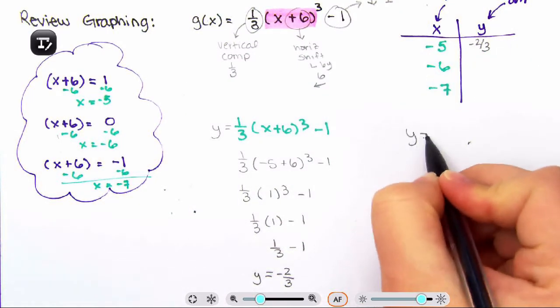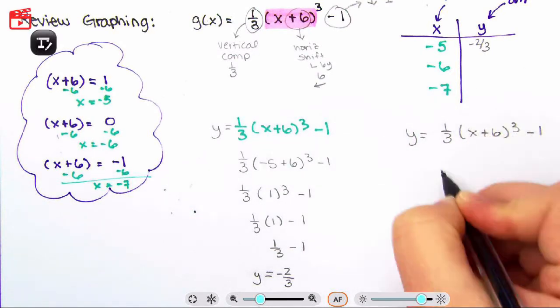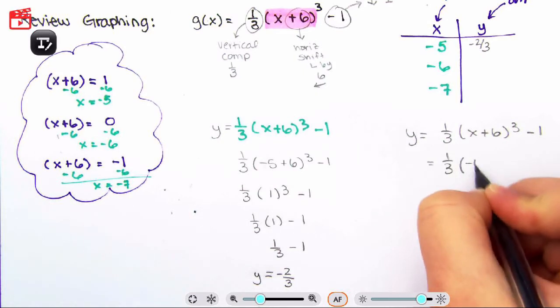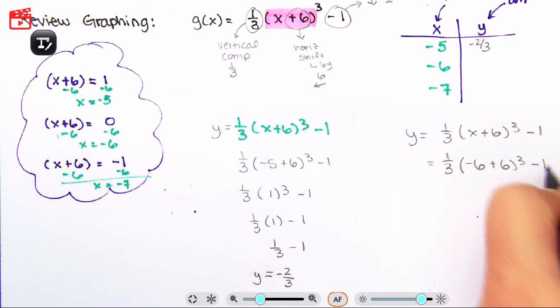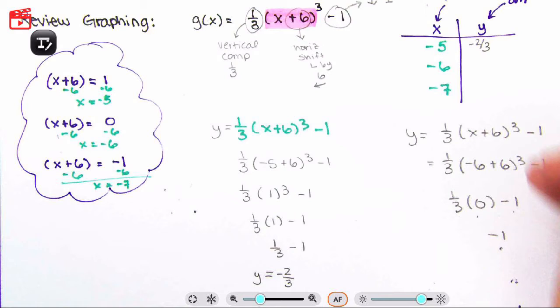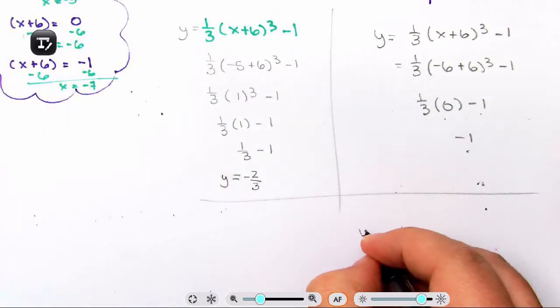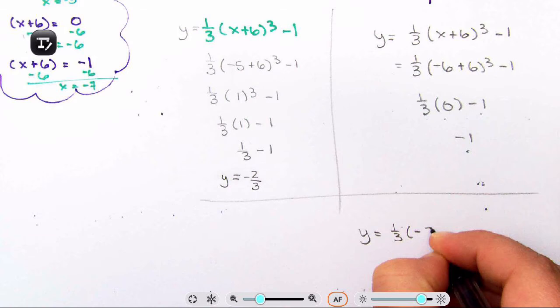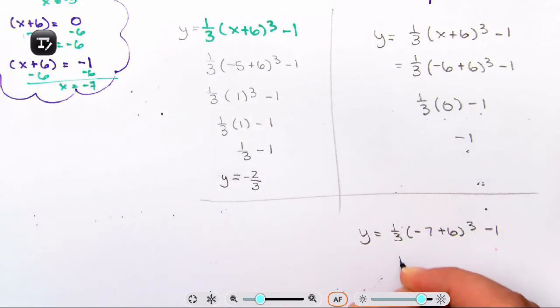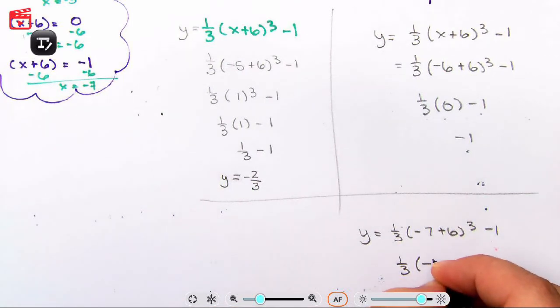Do that again for the rest of them. So I have -6 here. This is 0. I have -1. And then our third one, of -7. What is this? This is -1.